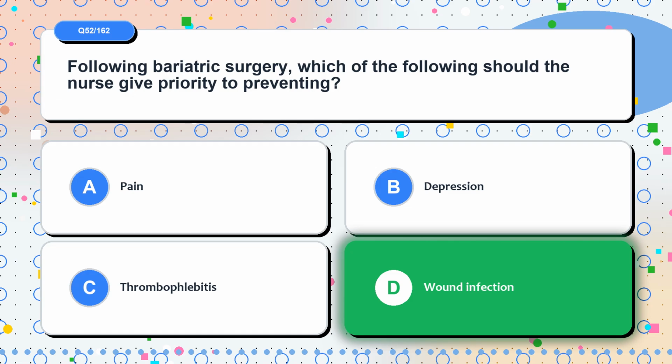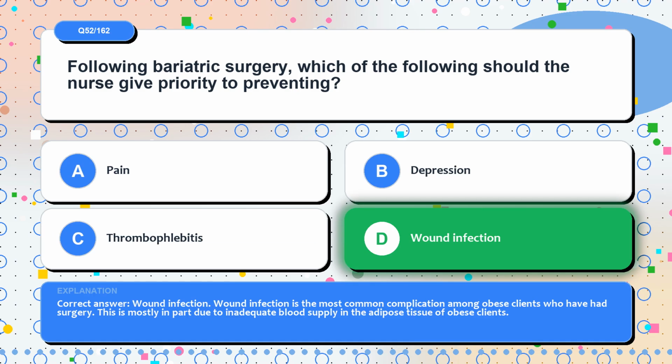The correct answer is option D. Wound infection. Correct answer, wound infection. Wound infection is the most common complication among obese clients who have had surgery. This is mostly in part due to inadequate blood supply in the adipose tissue of obese clients.